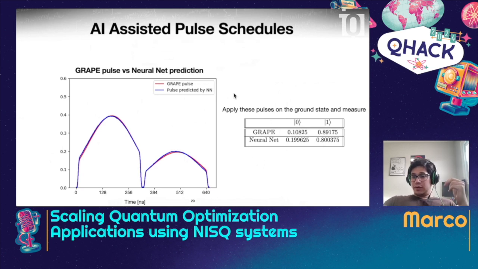After finishing this project, we started working with the loss function. Now the loss function of the neural network, and this also comes from a paper. I don't remember the authors, but someone already did this: putting the Hamiltonian directly in the loss function of the neural network, and that helps learn the pulses better.